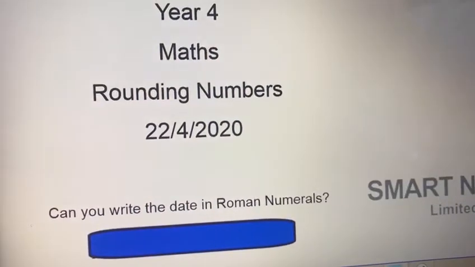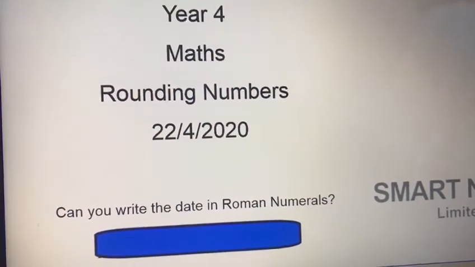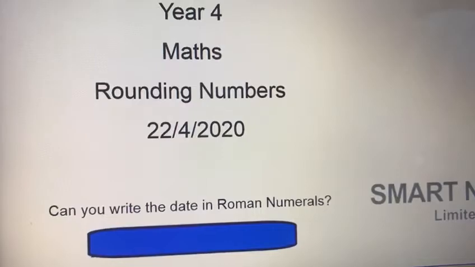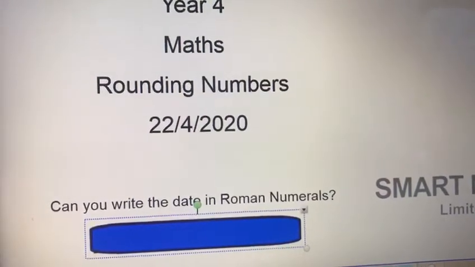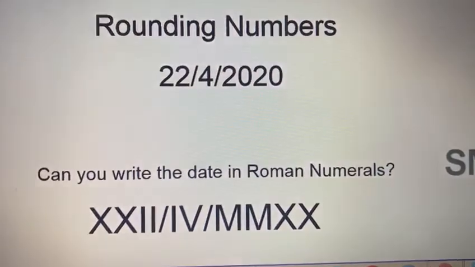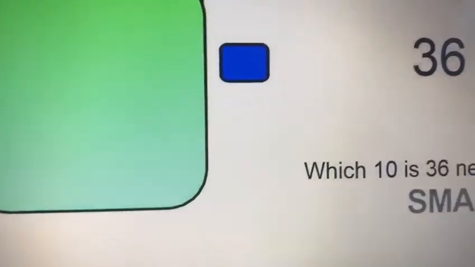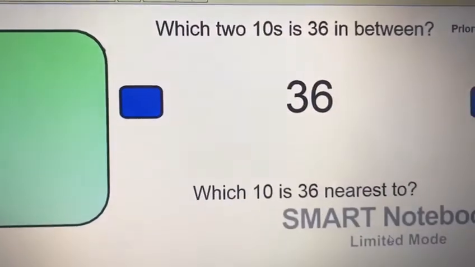Year 4, Maths, Rounding Numbers. Can you write the date in Roman numerals? Pause the video and write it down. Well done.